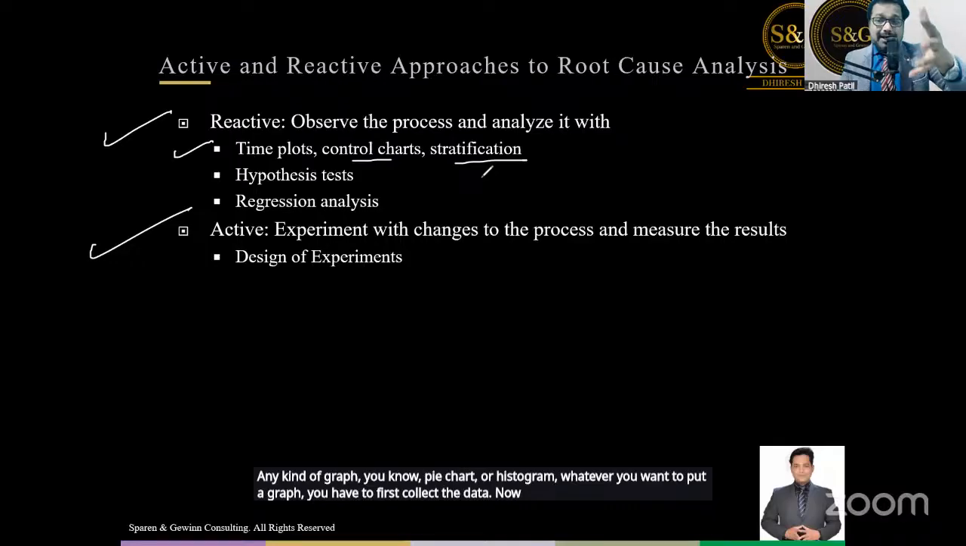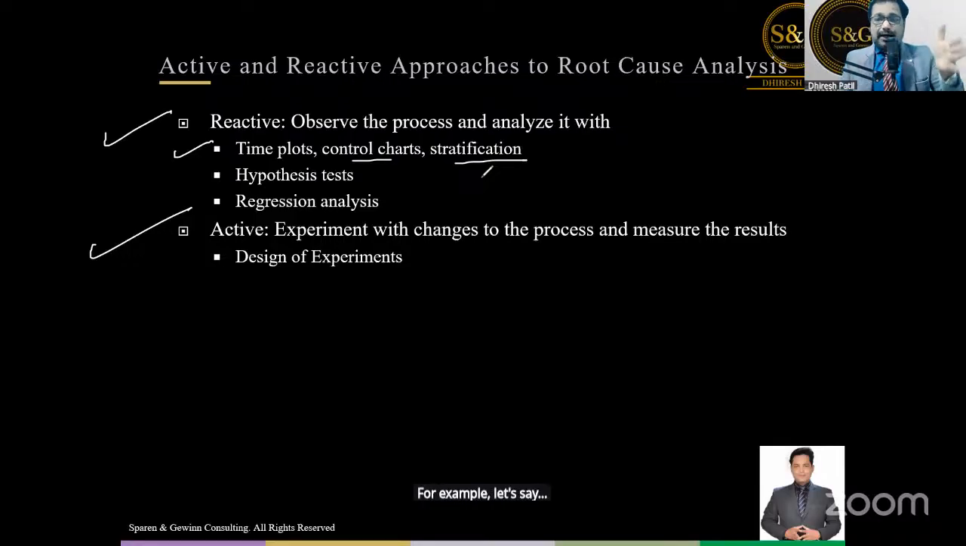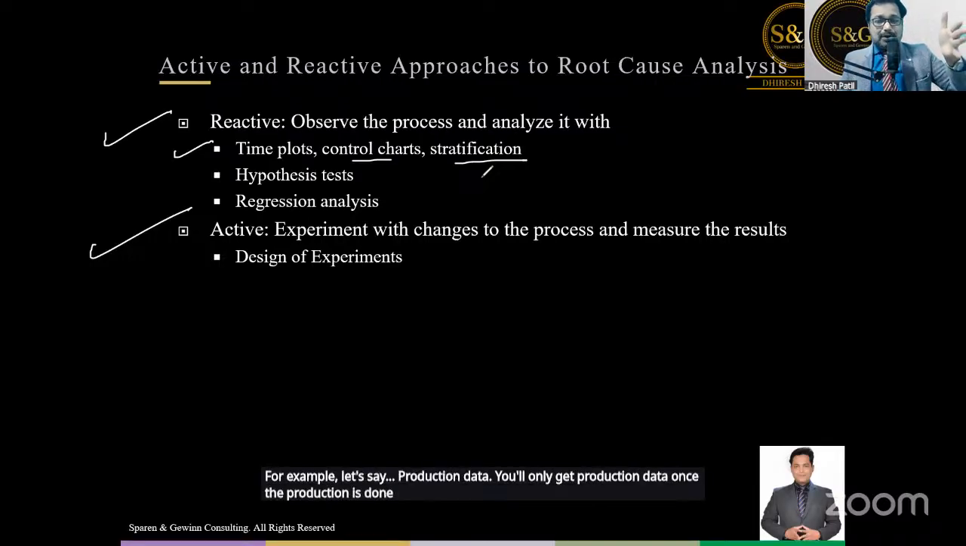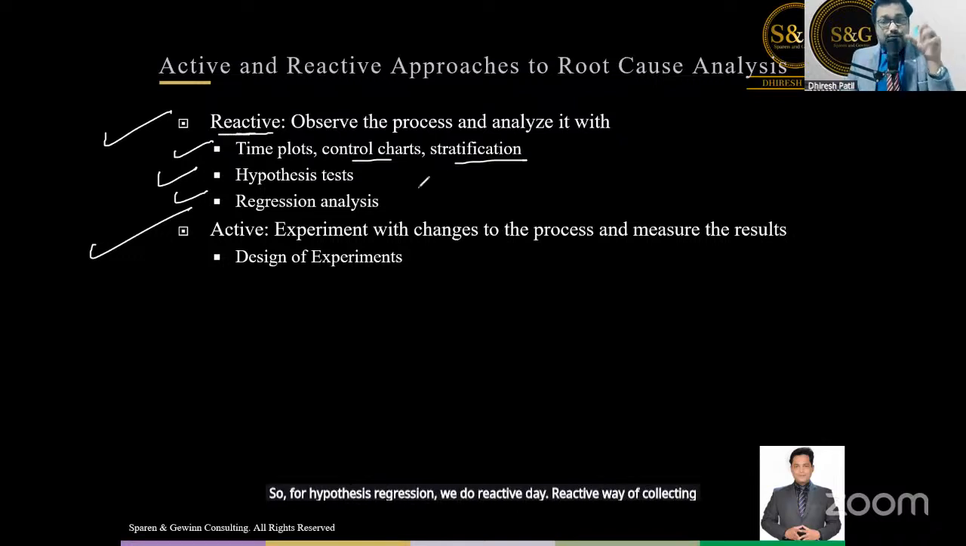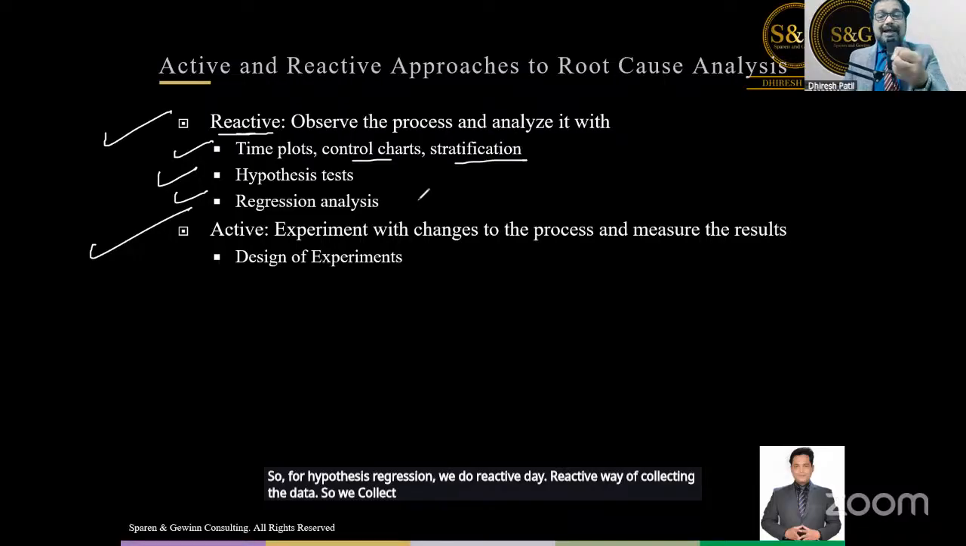Now, data can only be collected if the process is done. For example, let's say production data. You'll only get production data once the production is done. Yes or no? Right? So that is called a reactive way of collecting the data. So for hypothesis regression, we do the reactive way of collecting the data. Once it is done, then we collect the data.